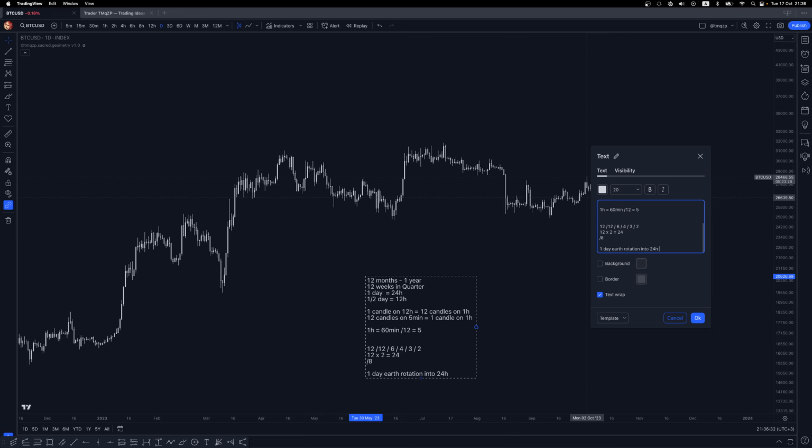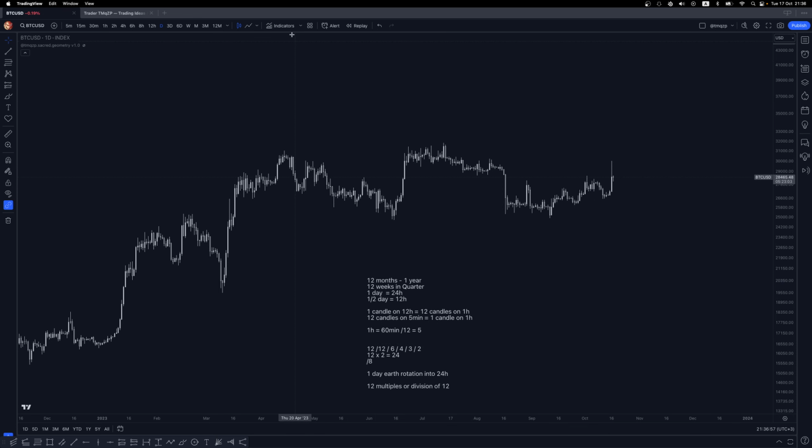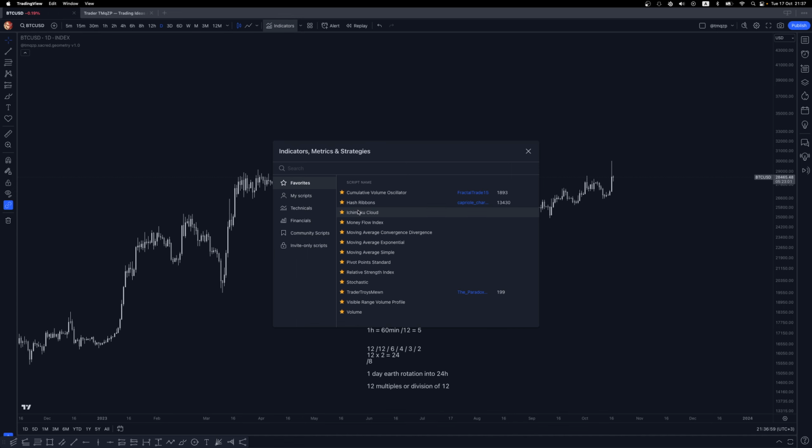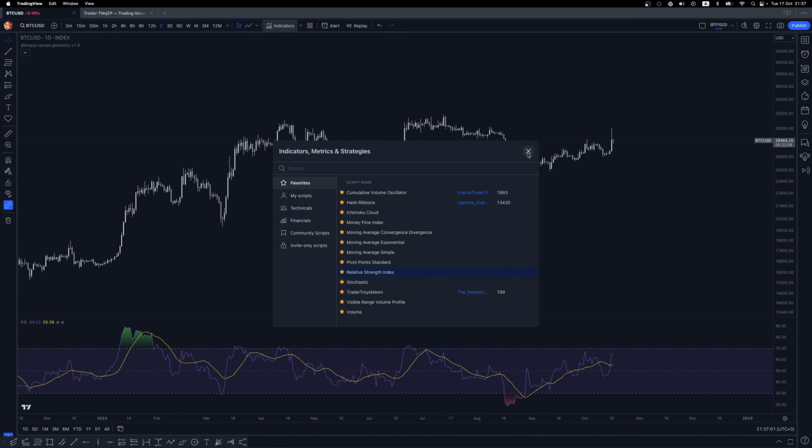So this is kind of why I settled on using, for time-related purposes on the charts, the number 12 and multiples or divisions of 12. Anything that has to do with tracking any sort of time on the chart. For example, in the quantizer's case, it's the RSI. Let me add it here so you can see what I mean.